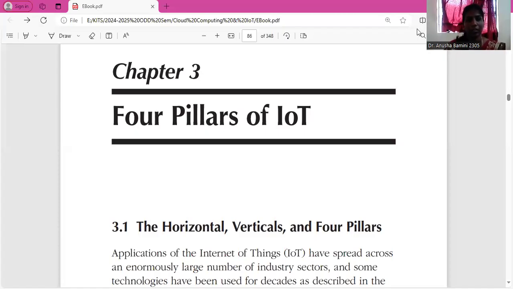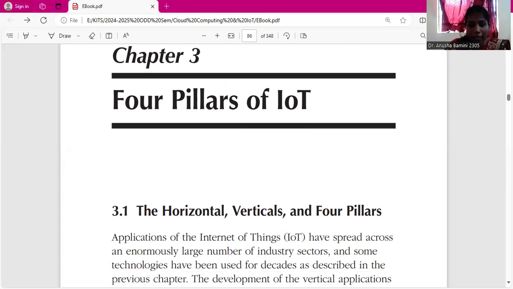Morning, students. The topic we are going to study today is the four pillars of IoT from chapter 3. This topic is from module 1. So the first topic under this chapter is horizontal, vertical, and four pillars of IoT.